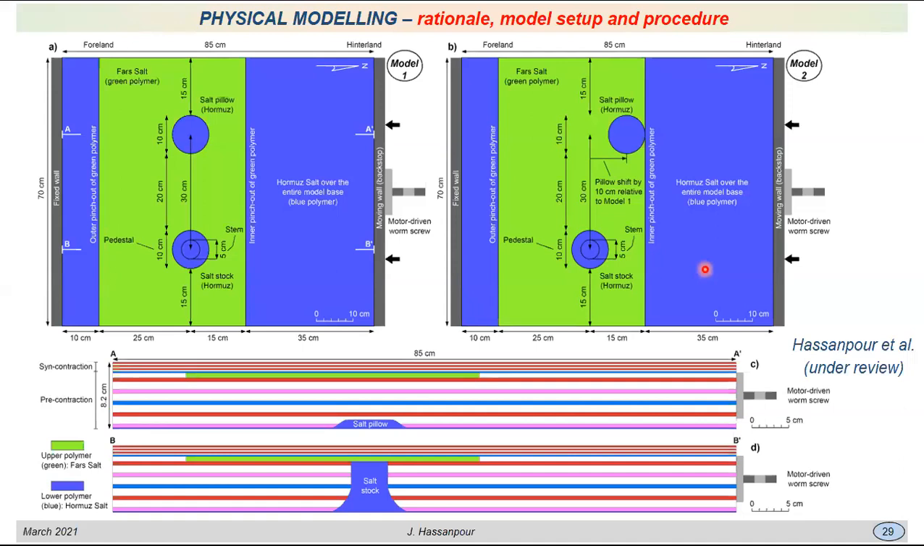For the Hormuz and Fars Salt layers, we have used two layers of polymer with the same properties but different color. This blue polymer shows the Hormuz salt at the base of the model, which is almost welded. And the green polymer shows the Fars Salt, which is limited, as we can see in nature. So the difference between model 2 and model 1 is that in model 2, we have shifted these salt pillows in the Hormuz level by 10 centimeters toward the hinterland to see its response to contractional deformation.